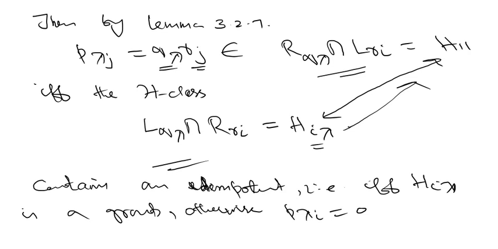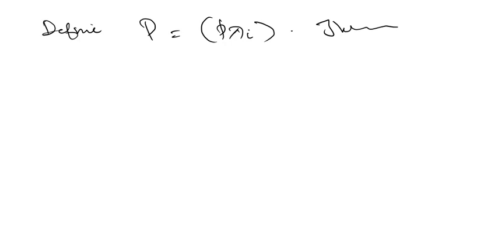So let's define this matrix. Define P equal to P lambda I, where P is subscript lambda I. Then P is a regular matrix, because its rows with respect to lambda correspond to L classes or R classes, and we know that these L classes are non-zero classes.